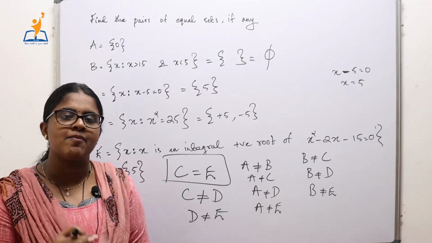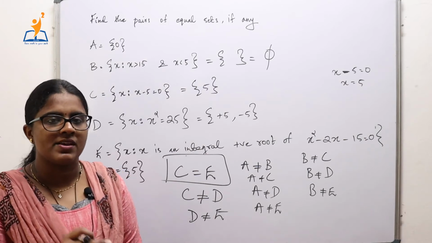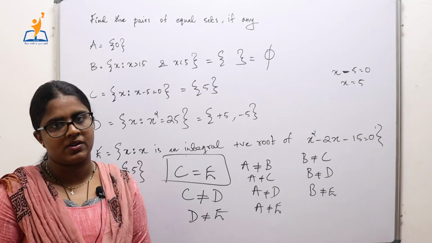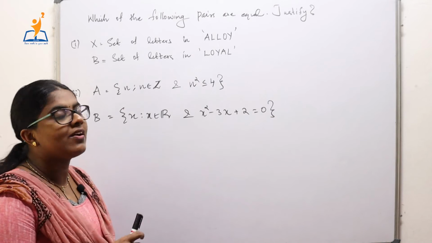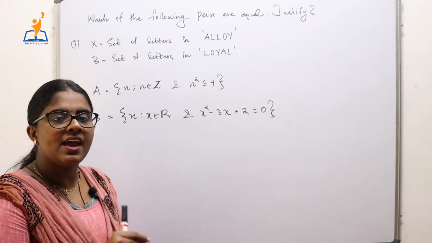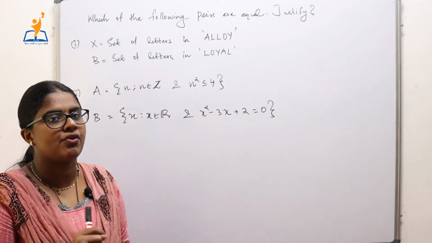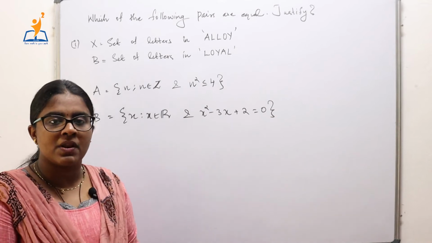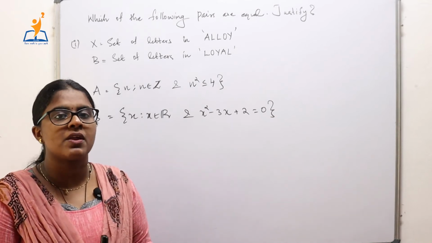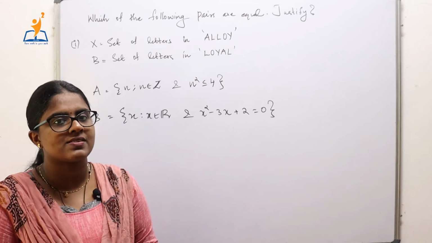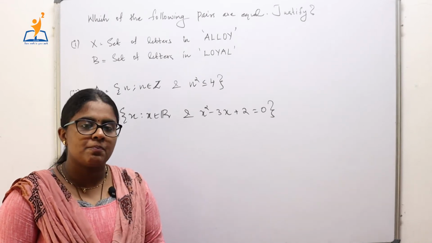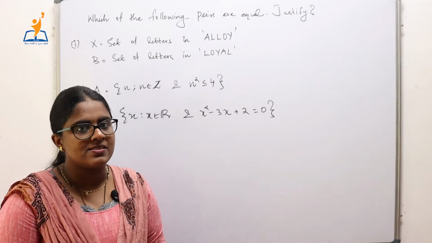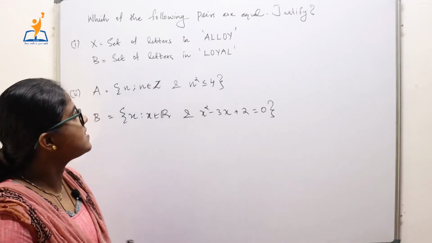Now let's check some more examples to check whether they are equal sets or not. In this question we have to check which of the following pairs are equal, and we have to give the justification for our answers. In all the previous questions we have discussed in today's class, we are given the justifications, and always be careful while doing and writing the justifications.